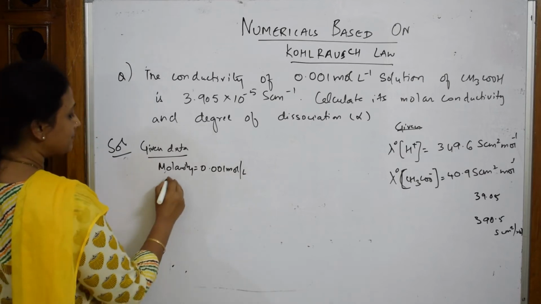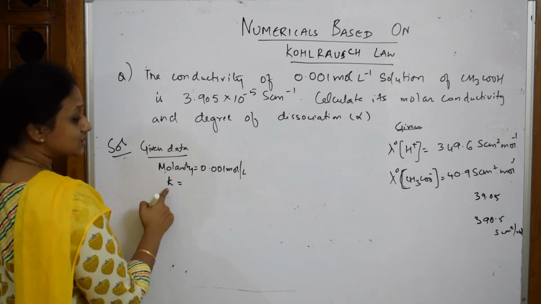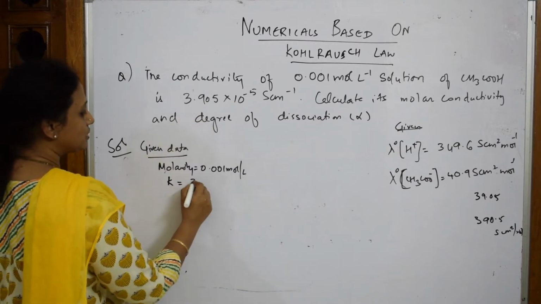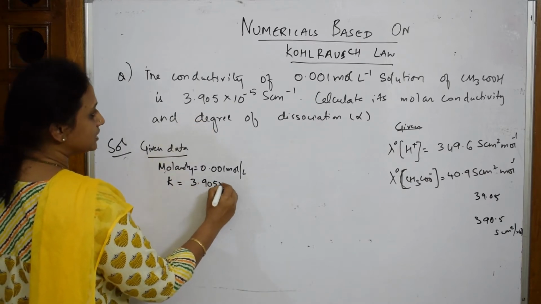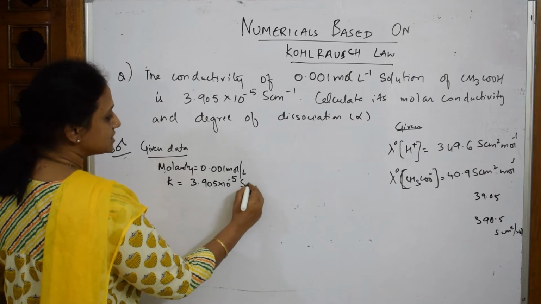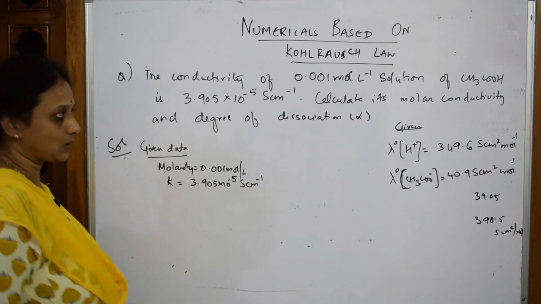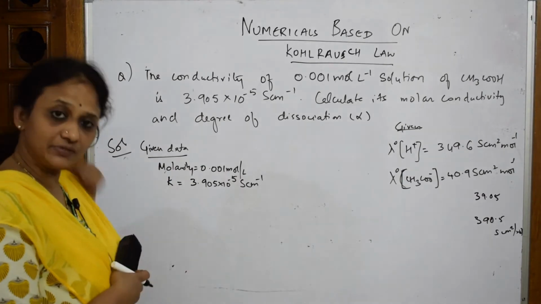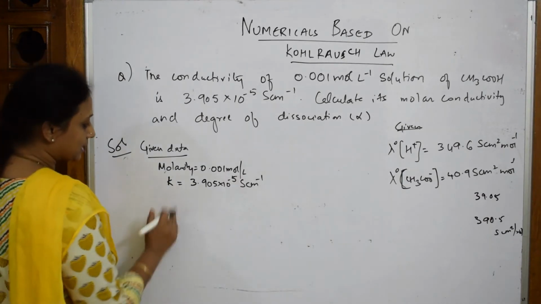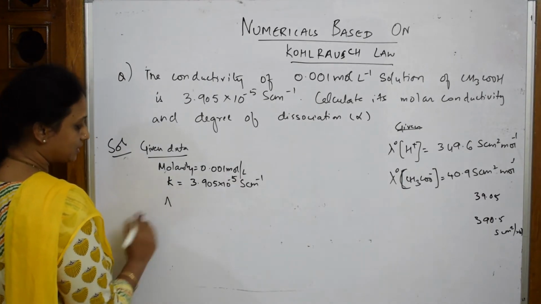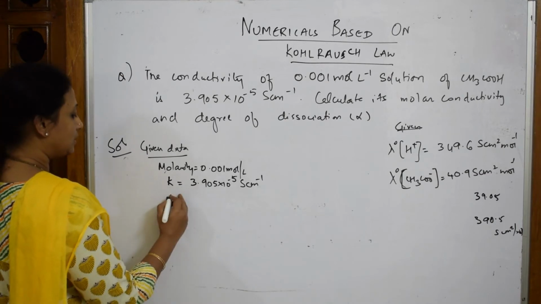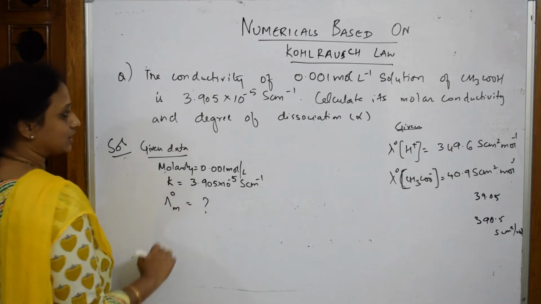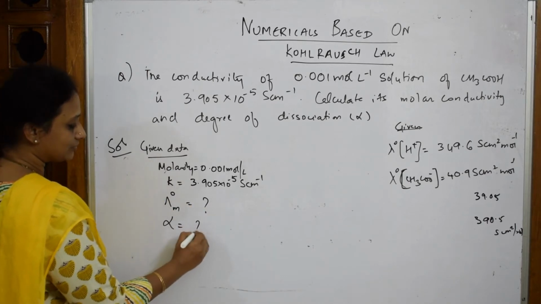And conductivity, what is it represented by? It is represented by kappa. Conductivity is nothing but kappa, isn't it? It is equal to 3.905 into 10 raised to the power of minus 5 Siemens centimeter minus 1. Okay. What should I calculate? I have to calculate the molar conductivity, that is lambda m. I have to calculate molar conductivity and degree of dissociation alpha also.